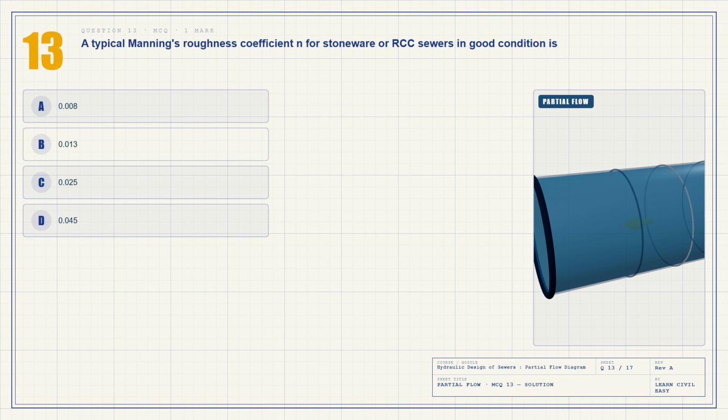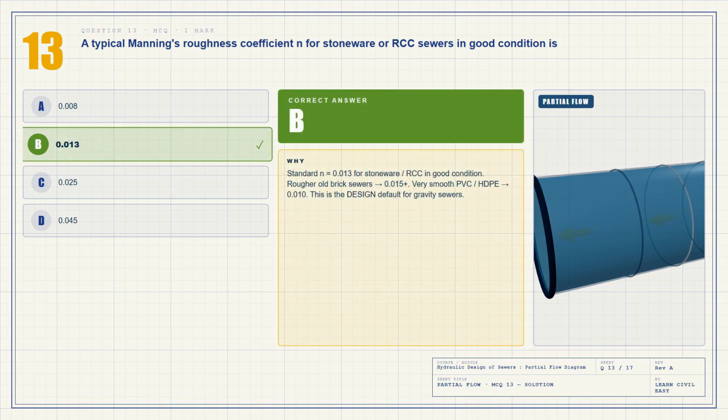Question 13. The correct answer is B, 0.013. This is the typical Manning's roughness coefficient for stoneware or reinforced concrete sewer pipes in good condition. Rougher old brick sewers can go up to 0.015 or higher. Very smooth PVC or HDPE pipes are lower at 0.010.